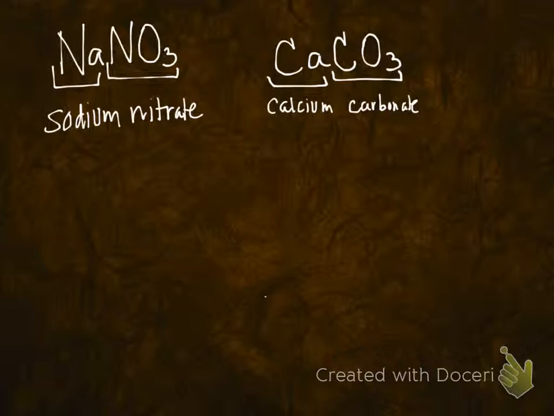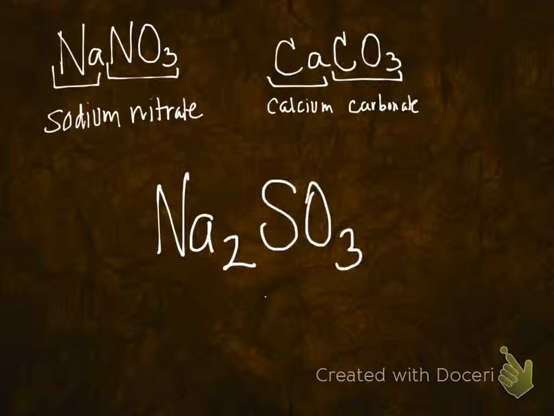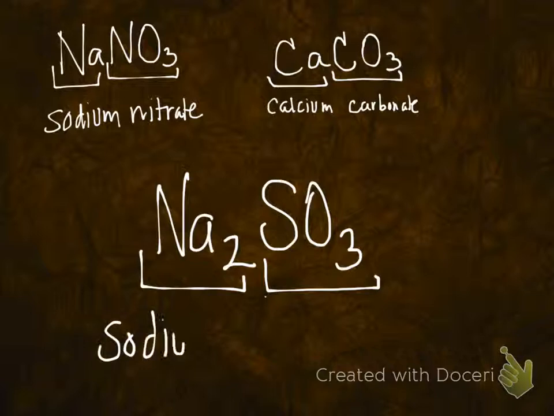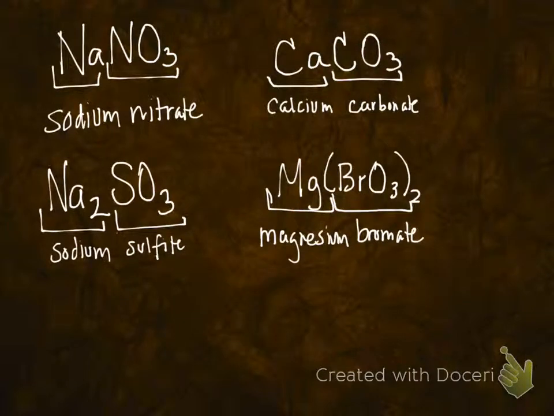Okay, good. Now let's do another. Once again, the first task is to identify the chunks. And there they are. So, what's the first chunk called? Sodium, yeah. Still sodium. What's the second chunk called? Sulfite, right. Okay, good.